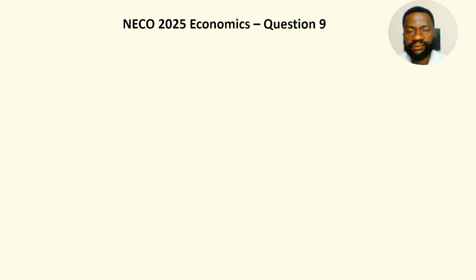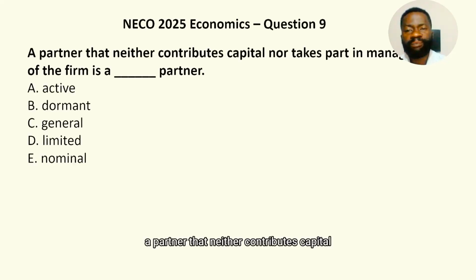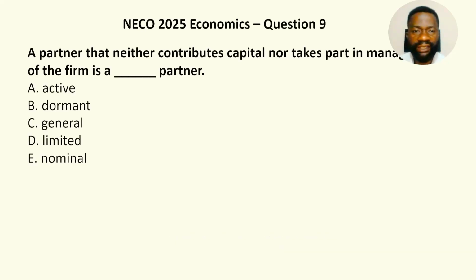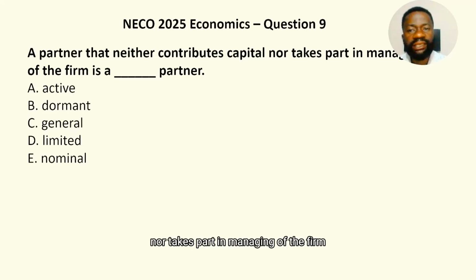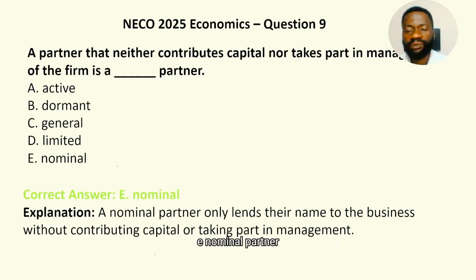Next question. A partner that neither contributes capital nor takes part in managing of the firm is a dash partner. A, active partner. B, dormant partner. C, general partner. D, limited partner. And E, nominal partner. The correct answer to this question is option E, nominal partner.